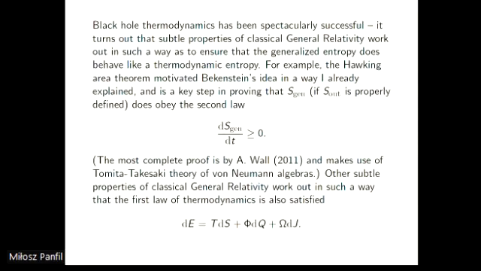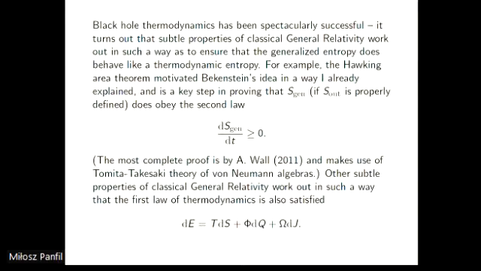Now, black hole thermodynamics has been spectacularly successful, but unfortunately, it would be a different lecture from the one I'm giving today to try to explain that. But it turns out that subtle properties of classical general relativity work out in such a way that the generalized entropy does behave like a thermodynamic entropy. For example, I already mentioned one aspect, which is the Hawking area theorem that motivated Bekenstein to postulate the generalized second law. The most complete proof of the generalized second law was by Aaron Wall, and makes use of Tomita-Takesaki theory of von Neumann algebras.